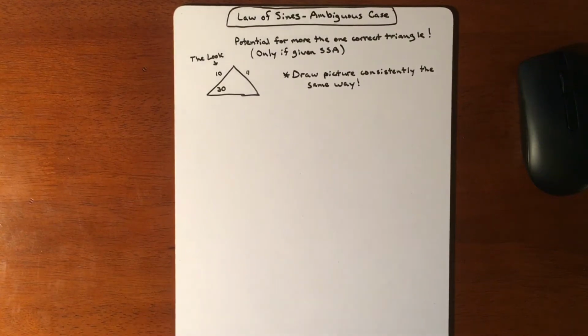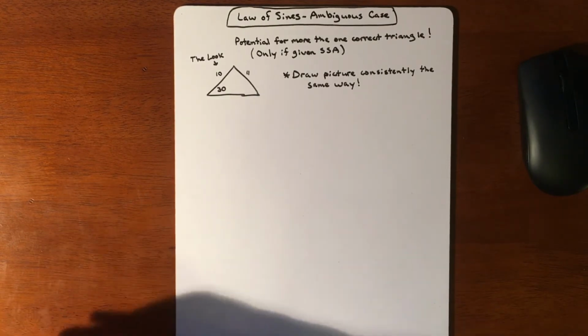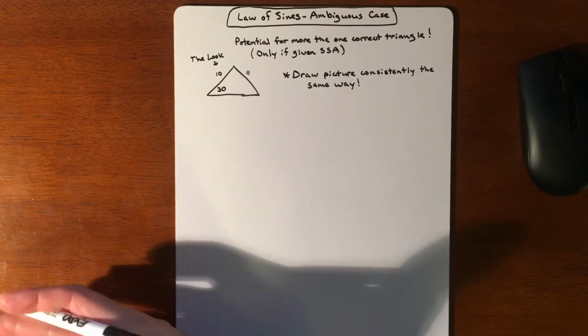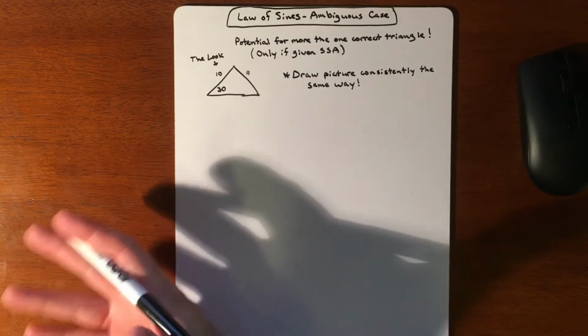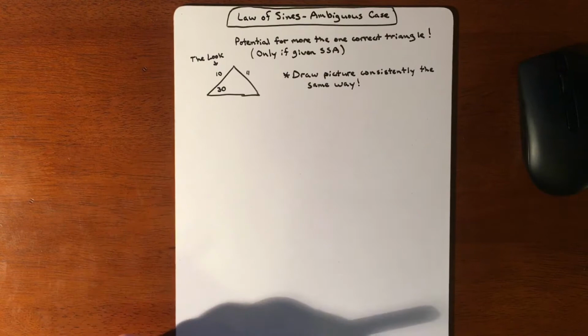In this lesson, we are going to talk about law of sines, the ambiguous case. Law of sines and law of cosines are your two options for solving a triangle that's not a right triangle. Law of sines has a tendency to be a better option than law of cosines. It's just a little bit more straightforward, a little bit easier setup.